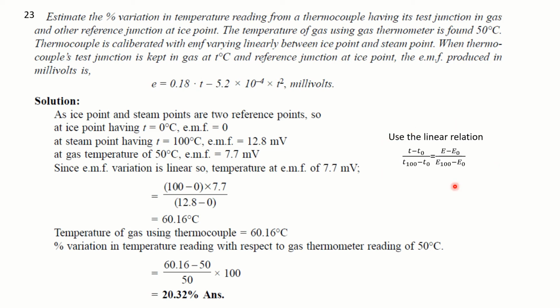Use this linear relationship and you calculate now the temperature. That is T minus. So you will get 60.16 degrees Celsius. Actually, your thermocouple is showing 60.16 degrees Celsius. Your thermometer shows only 50 degrees Celsius. So the variation you can calculate from this equation.